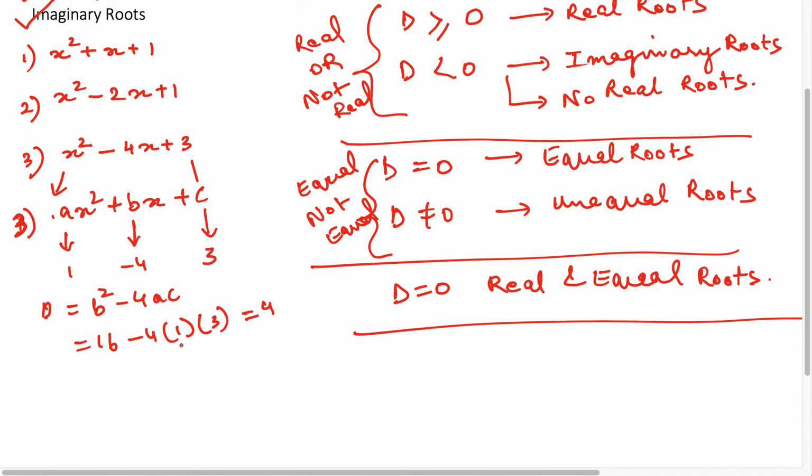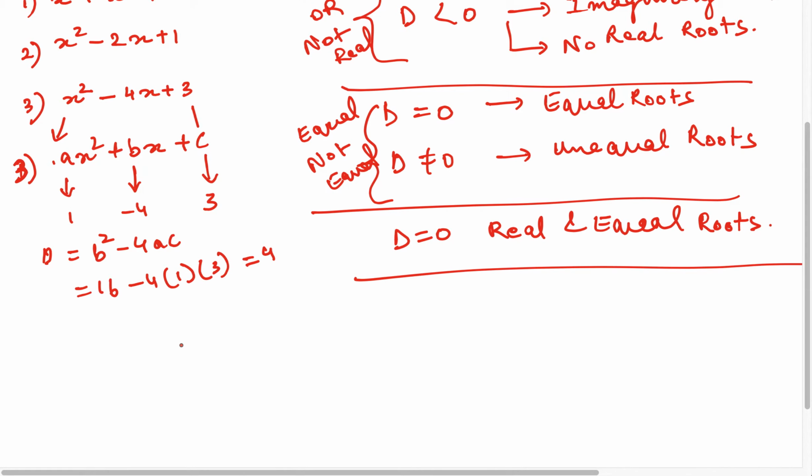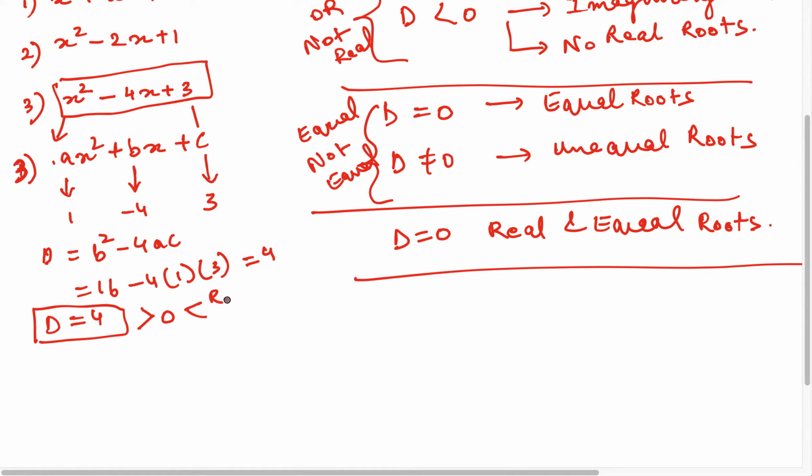Now look at what is the value of d. In example 3, if this is the quadratic equation, then d is equal to 4, and d equal to 4 is greater than 0. Which means the roots are real or imaginary? They are real. Equal or unequal? They are unequal.